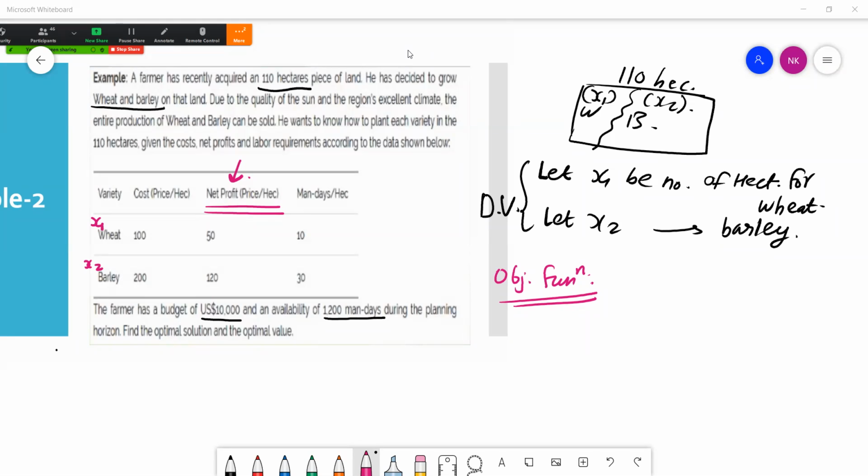Okay, I received answers from Isha, Soham, Prerna, Akshat, Karan, Het, Hiral. Many of you have only sent me the objective function, so you can also try it out for the constraints.